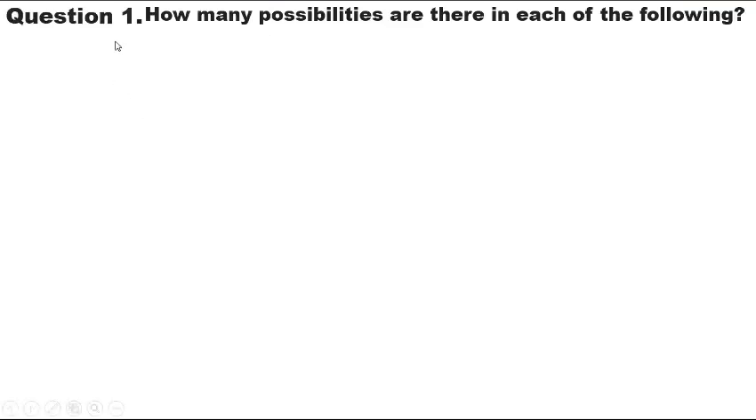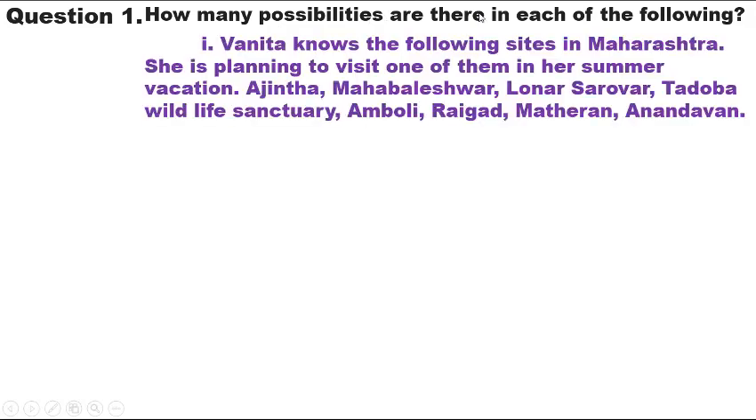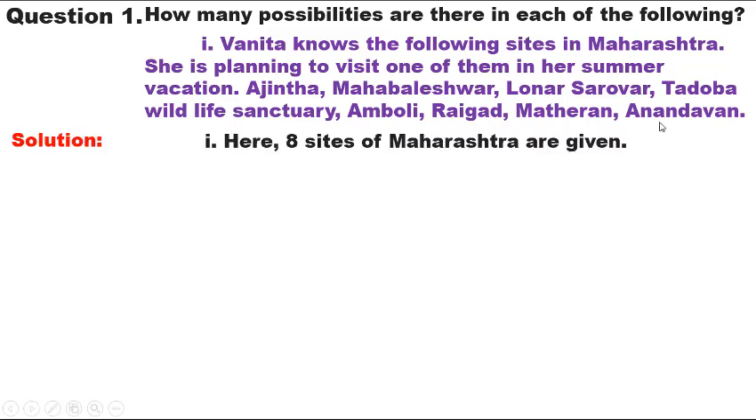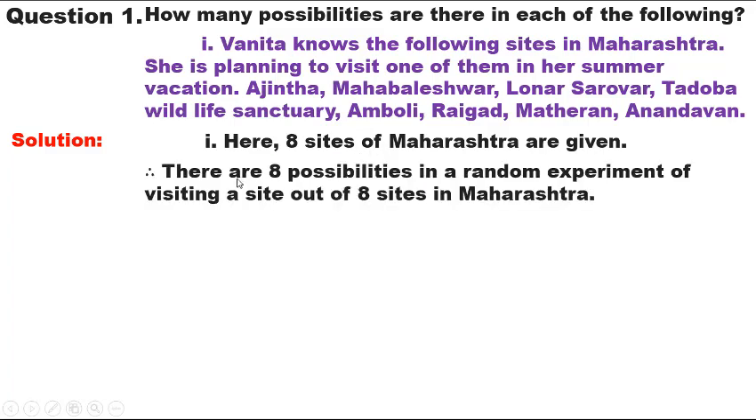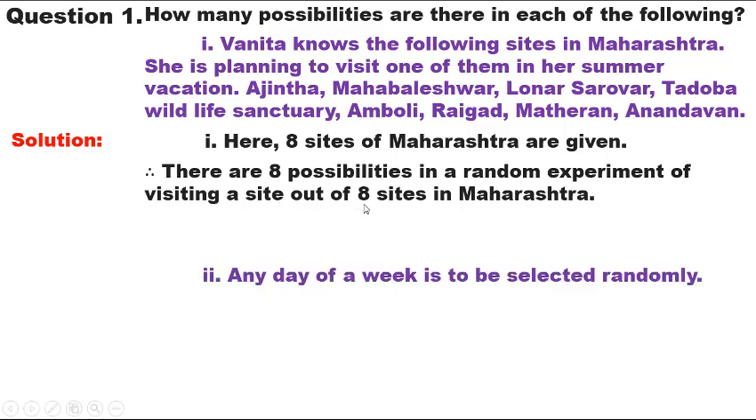Question first, how many possibilities are there in each of the following? Vanita knows the following sites in Maharashtra. She is planning to visit one of them in her summer vacation. The known sites are the Ajanta, Mahabaleshwar, Lonar Sarovar, Tadoba Wildlife Sanctuary, Amboli, Raigad, Matheran and Anandavan. Solution. Here, 8 sites of Maharashtra are given. So, there are 8 possibilities in a random experiment of visiting a site out of 8 sites in Maharashtra.